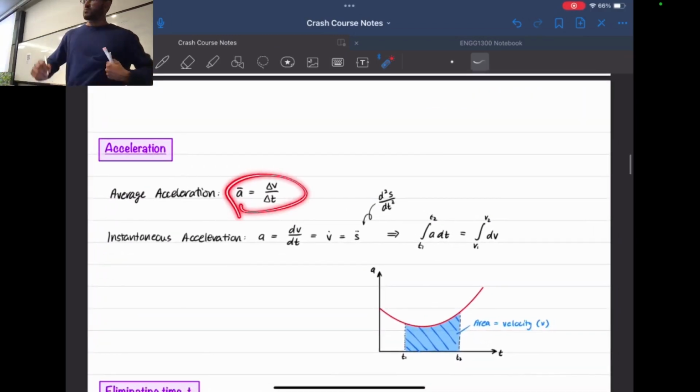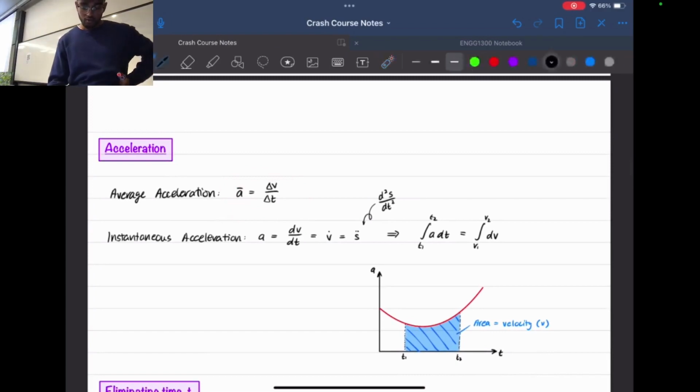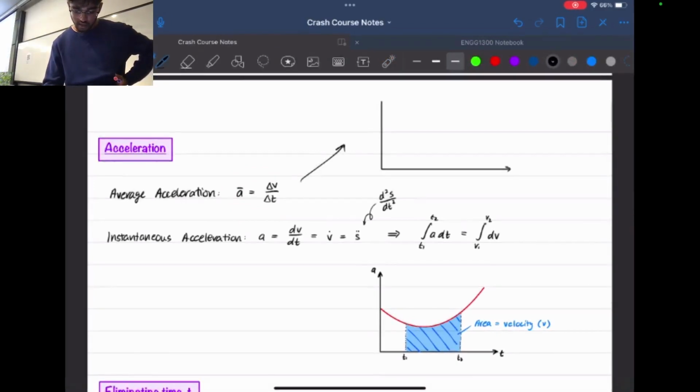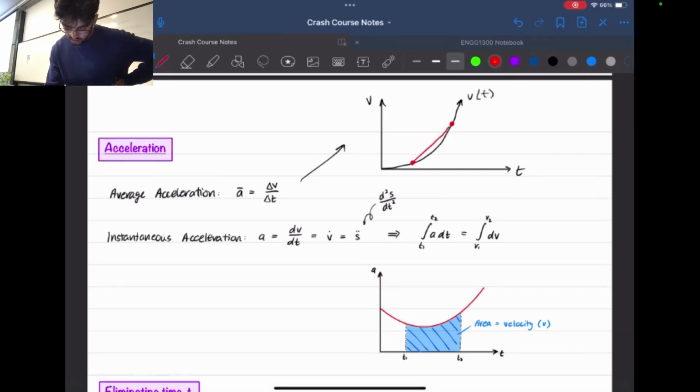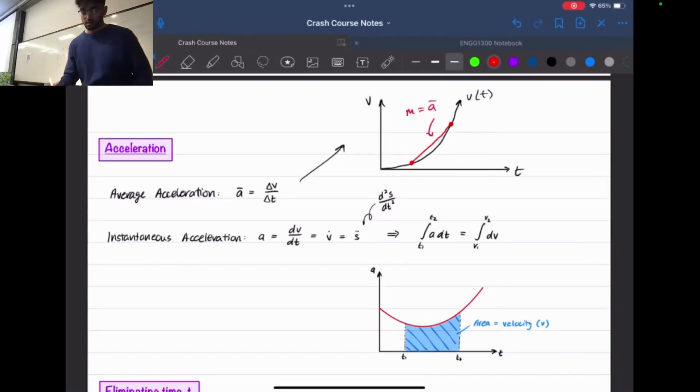Average acceleration is the same business, except our graph will look something like this. Instead of s being on the y-axis, it will be v, and the x-axis will always be time. This will be our v of t. Take these 2 points. Find the gradient. So this gradient m will equal average acceleration.